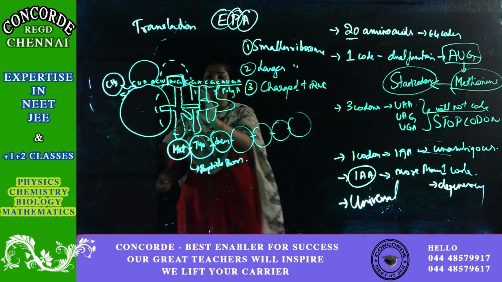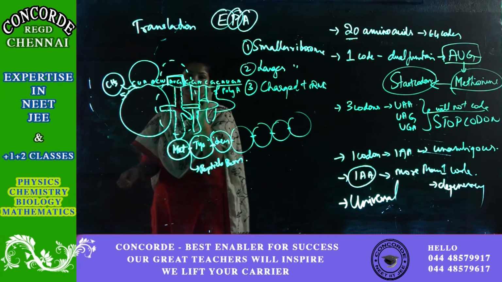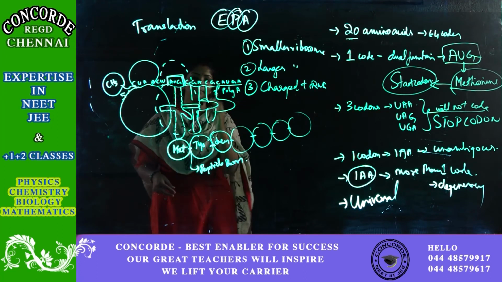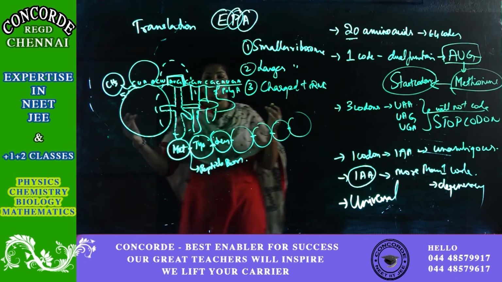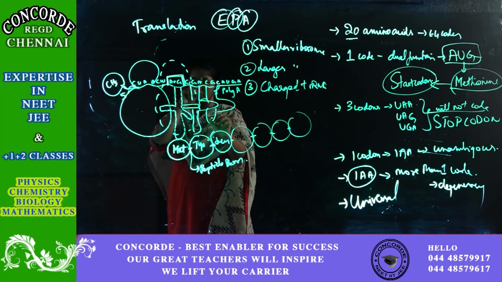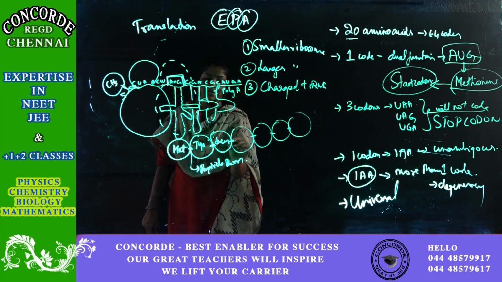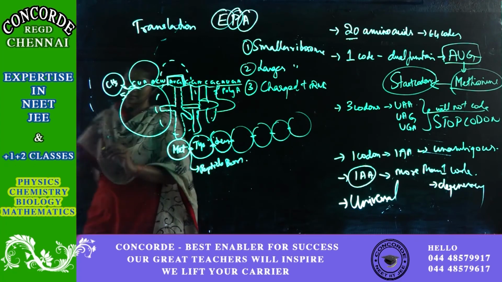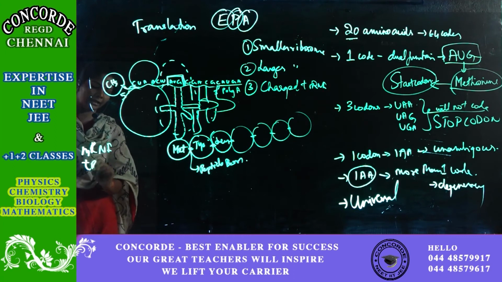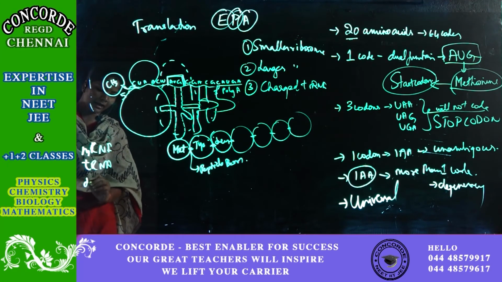So the order would be E: elimination happens at this end, the peptide bond forms, and the new amino acid comes here. So it is E, P and A. Okay, so fine. If you can see here, mRNA is involved, tRNA is involved and rRNA. So in protein synthesis, mRNA, tRNA and rRNA, all three RNAs are involved.